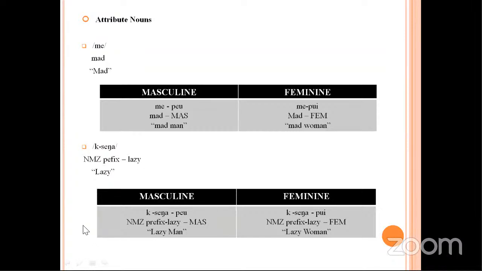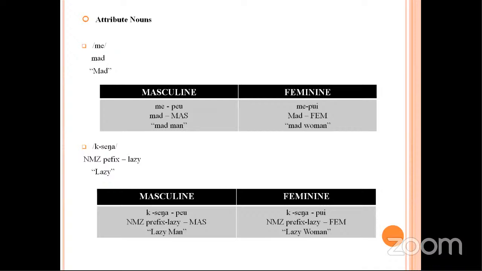Attribute nouns. Me, met. Me peu. Me met. Peu, masculine marker. Met, man. Me pui. Met. Pui, feminine marker. Met, woman.